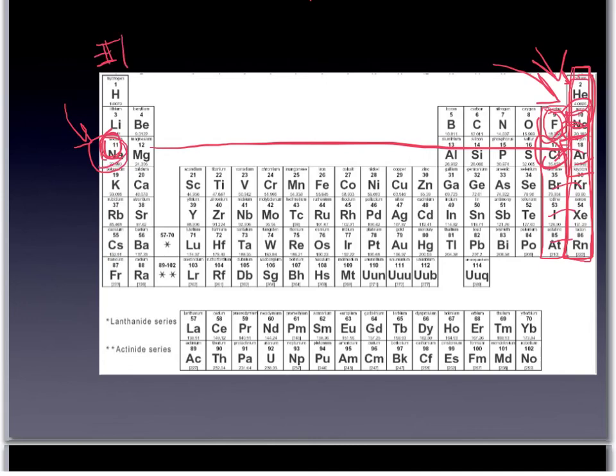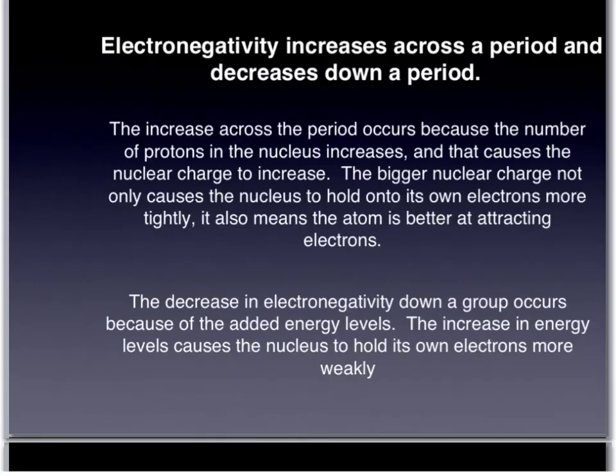But what that means is, do you think sodium wants to gain an electron? No way. It wants to lose electrons so it can have a noble gas configuration. So these guys are very not electronegative. They do not want to gain electrons. So here's the deal. Electronegativity increases going across a period, so as we go left to right, it gets bigger, and it decreases down a group. Well, if it decreases down a group, it increases up a group.